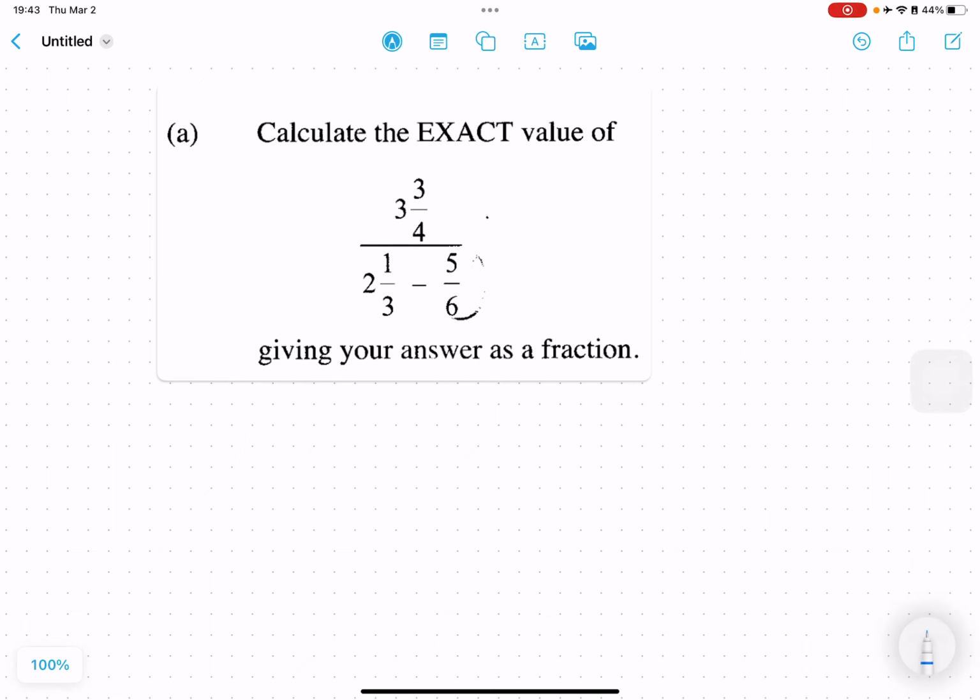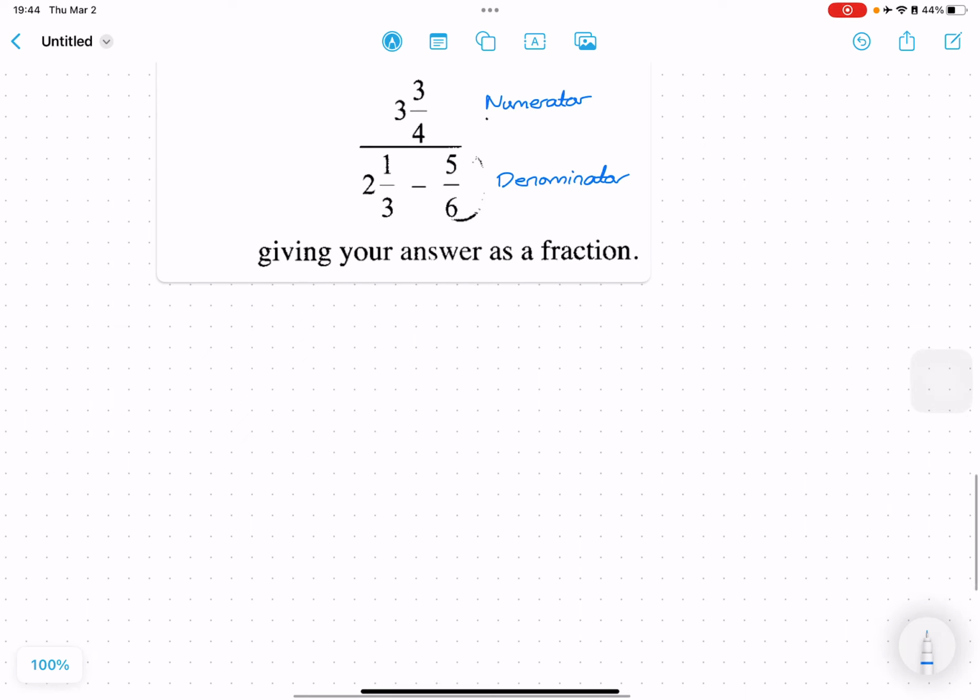So the way to separate this one is to separate it using the numerator and the denominator. So this here is your numerator, and the one on the bottom is your denominator. I want you to actually, in your exam, write the numerator and denominator next to the question, because in your answer, we are going to be using it like this. So the numerator is 3 and 3 over 4.